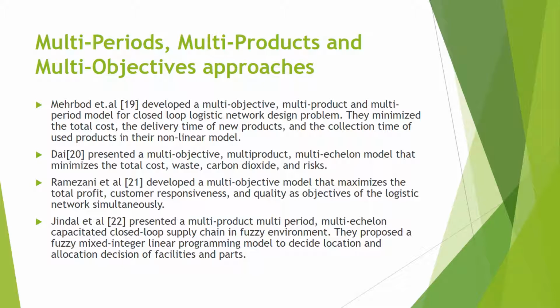Dai also presented a multi-objective, multi-product, multi-echelon model that minimized the total cost, waste, carbon dioxide, and risk. Ramezani and his colleagues also developed a multi-objective model that maximized the total profit, customer responsiveness, and quality as the objectives of logistic networks simultaneously. Another paper was presented by Jindal and his colleagues. They presented a multi-product, multi-period, multi-echelon capacitated closed-loop supply chain in a fuzzy environment. They proposed a fuzzy mixed integer linear programming model to decide location and allocation decisions of facilities and parts.